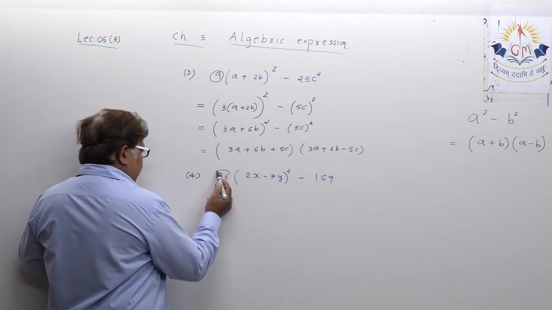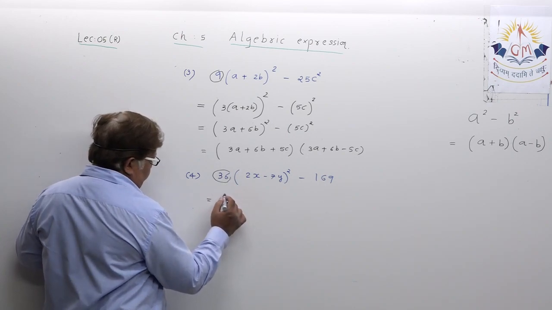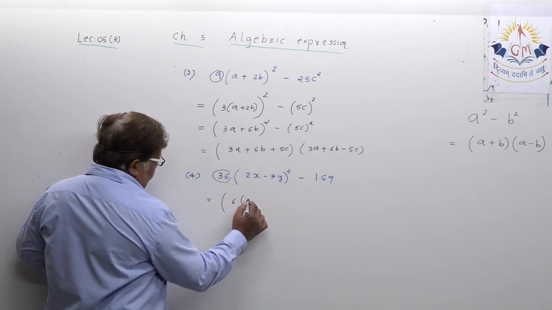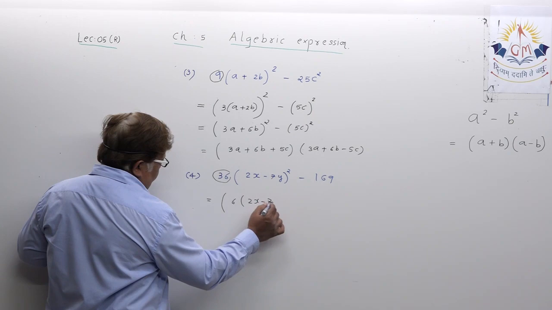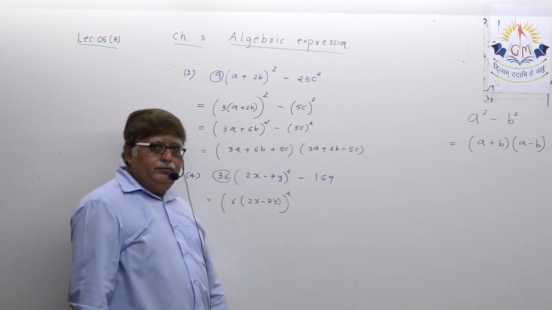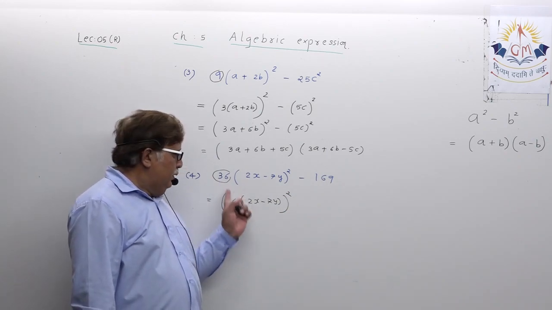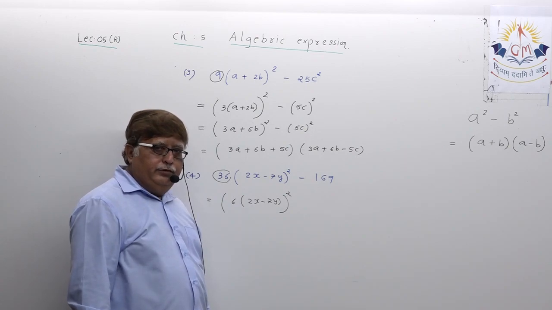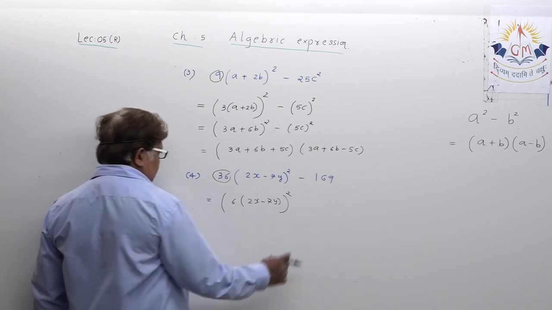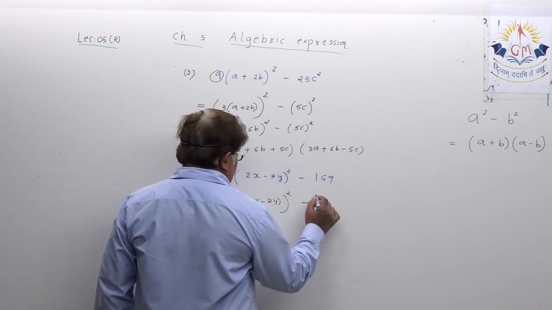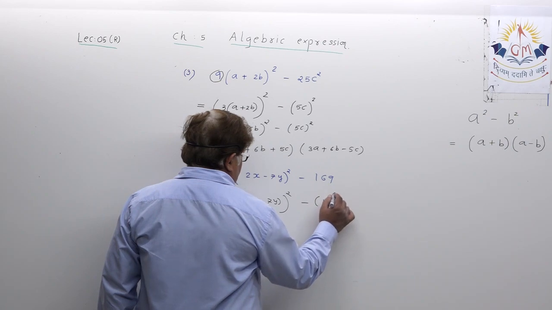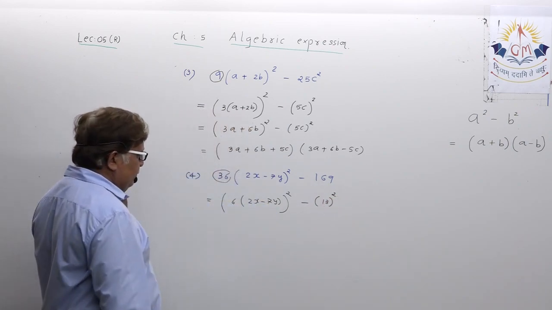Take out the square root of 36. 6. Bracket as it is, and main bracket whole square. Square root of 36 is 6. Bracket as it is, minus square root of 169, that means 13 whole square.